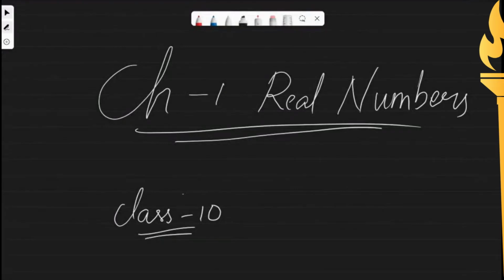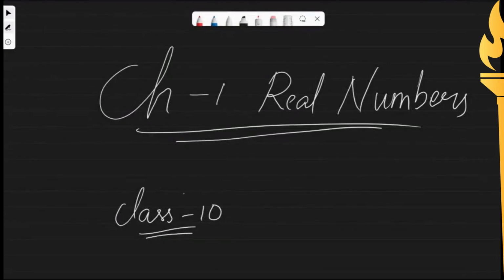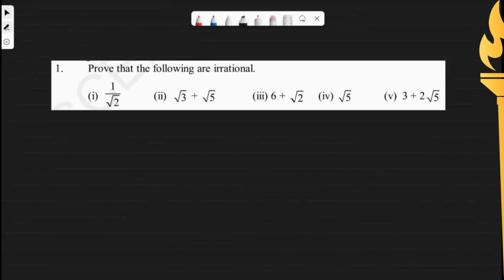Today we have exercise 1.4. We have only two questions, so let's complete this one. The first question is we need to prove that the following are irrational. The next one is 1 by root 2. We are going to prove these numbers are irrational by the contradiction method.